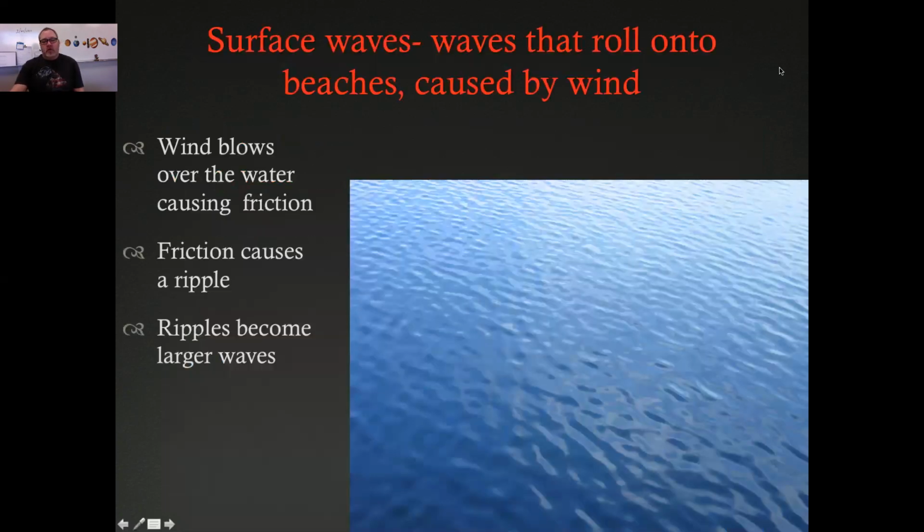So surface waves are waves that are on the top of the water, and they typically are the ones that we notice that roll up onto the beaches, okay? Those waves are caused by wind. When the wind blows, there's friction occurring between the air molecules and the water molecules. Now, it doesn't seem like there would be a lot of friction there, but when you think about a constant blowing wind, as it's having contact with the surface of the water, it's going to create little ripples. And you can see this picture has little tiny ripples. And if the wind continues to blow, those ripples will start to get larger and larger, and they'll turn into different sized waves, okay? So the ripples will become larger and larger until we would call them waves.